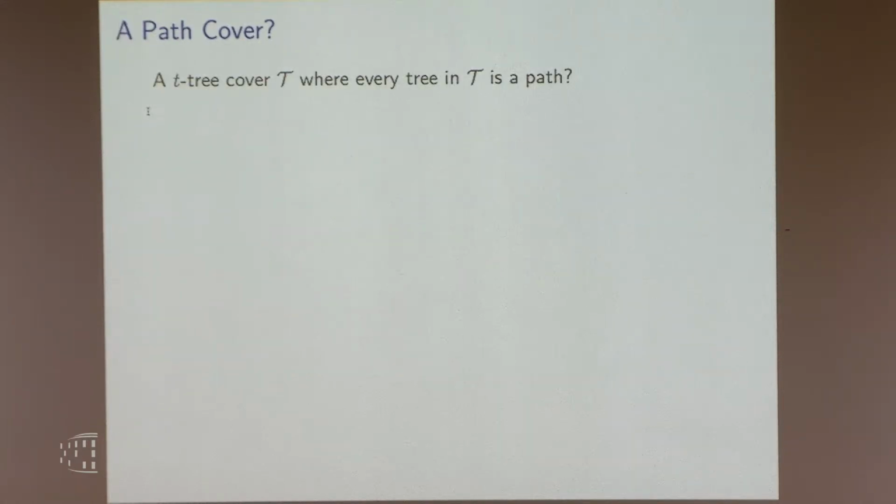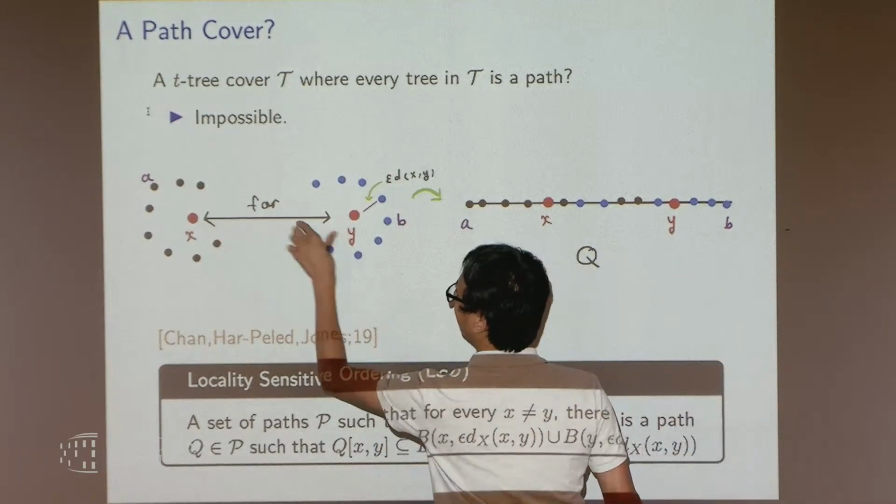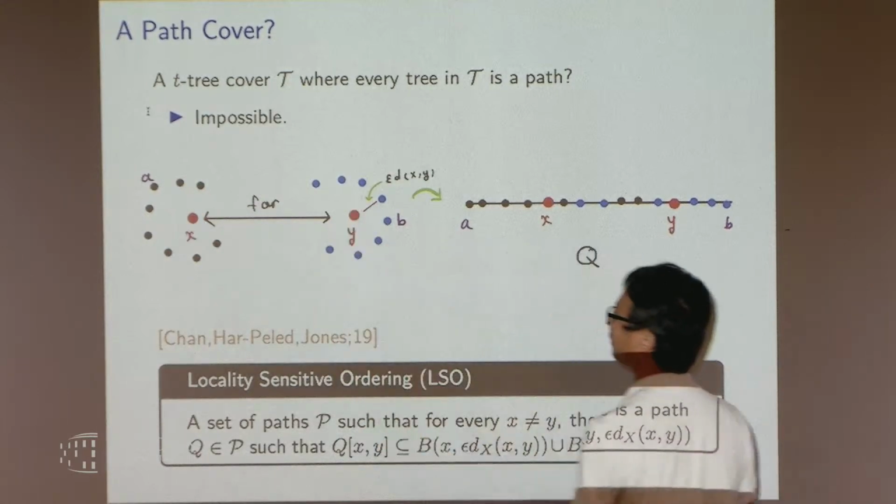Now, if you want more structure, let's say that instead of trees I want paths, I probably ran out of time. I don't know whether I should take another 5 minutes, if you don't mind. If I want paths, let's say that I want every tree in the collection to be a path. Would I be able to achieve that? Well, impossible, right? Because let's say that you had a point set here where x and y are very far, and then all the other points are either close to x or close to y.